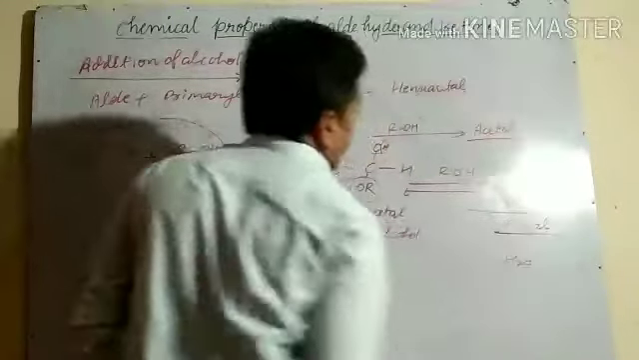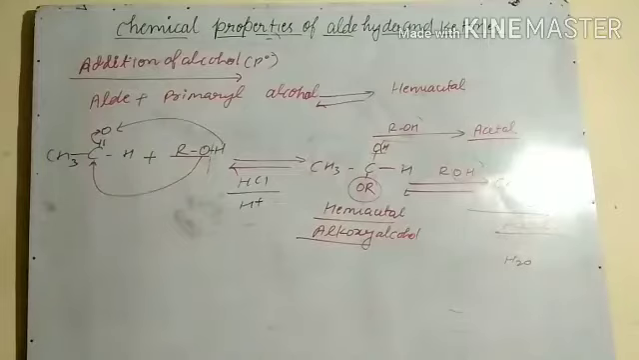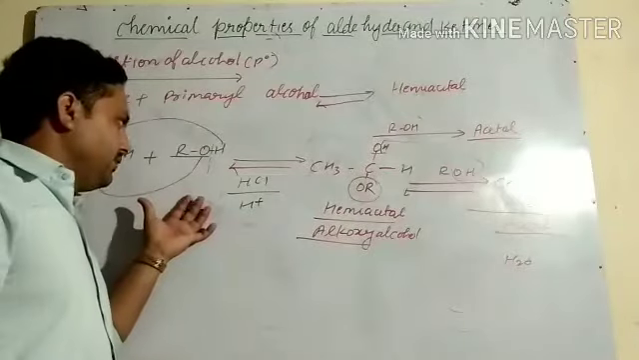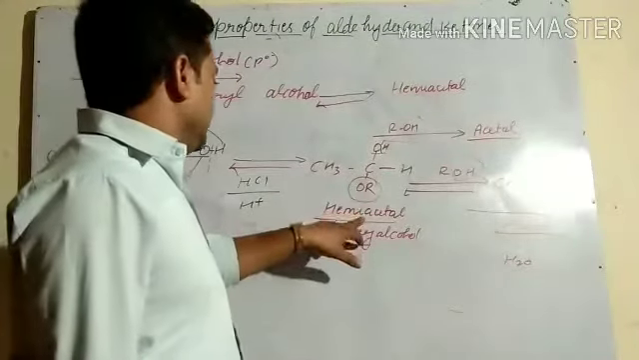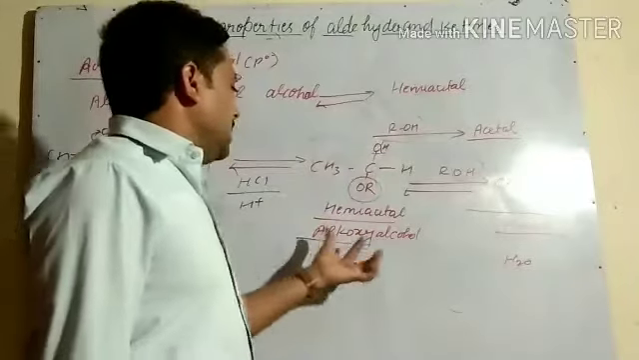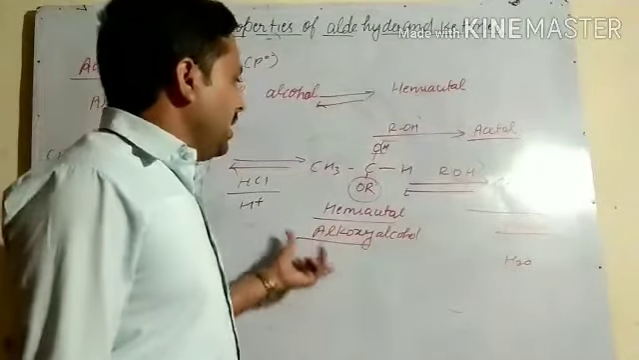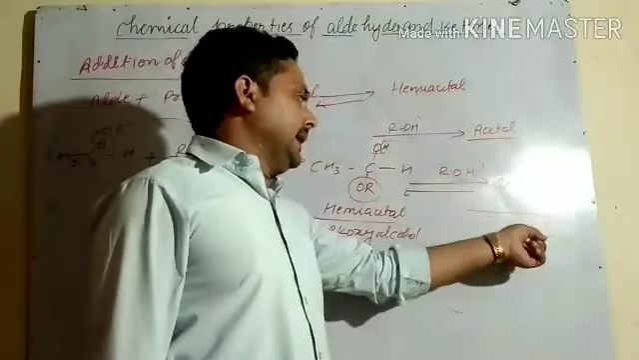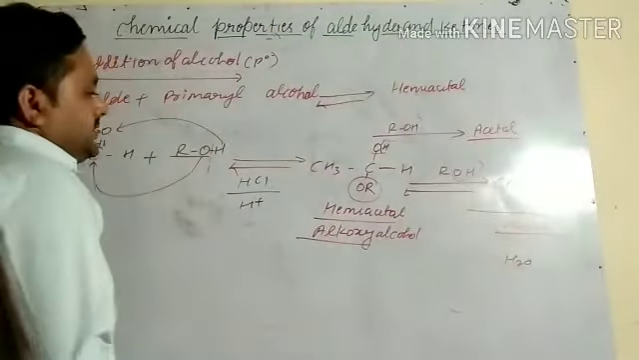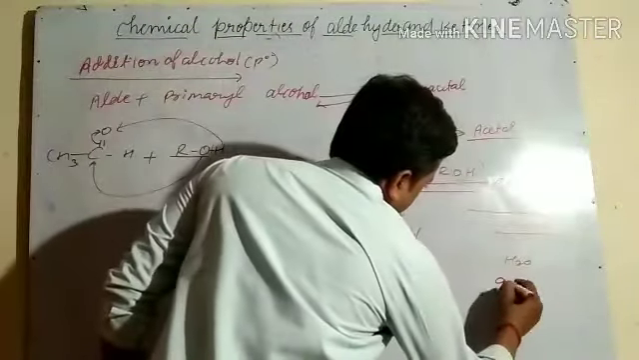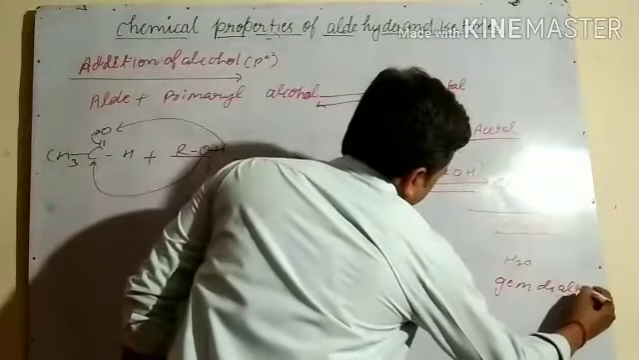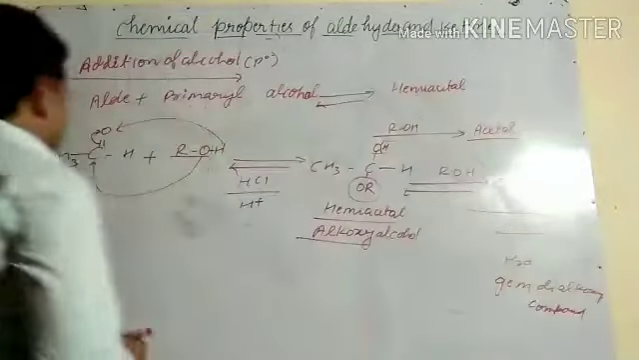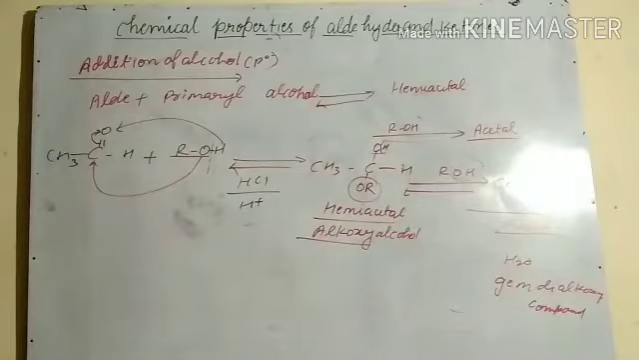It is called acetal. So what we have seen here is that aldehyde reacts with alcohol in presence of HCl and forms hemiacetal. This is the product. Hemiacetal means alkoxy alcohol, and it reacts with another molecule of primary alcohol and forms acetal, and that is a gem dialkoxy compound. Okay, so now let us discuss reaction of ketones.